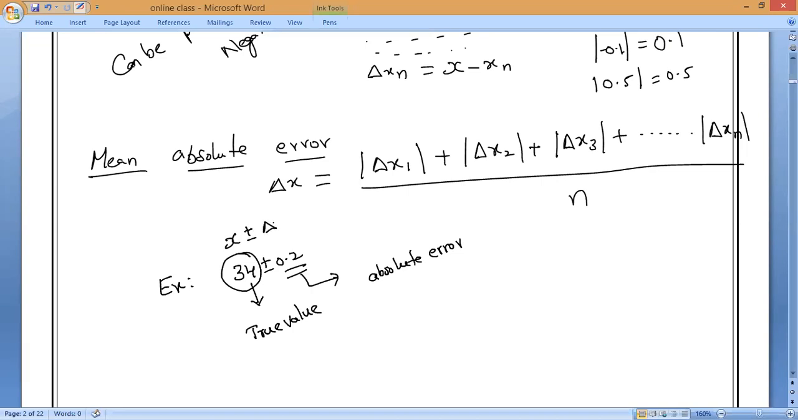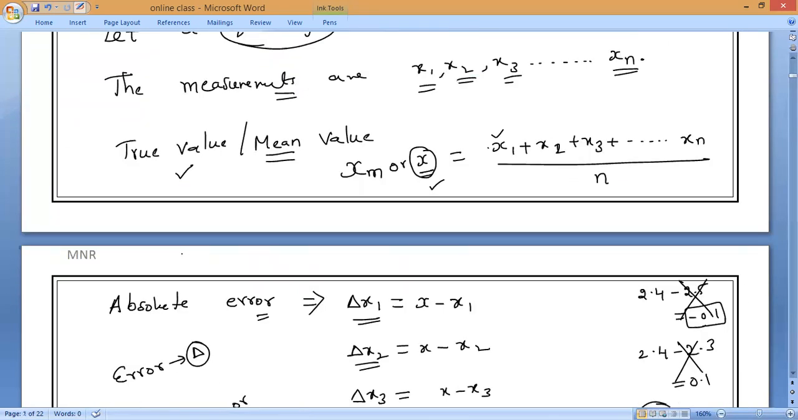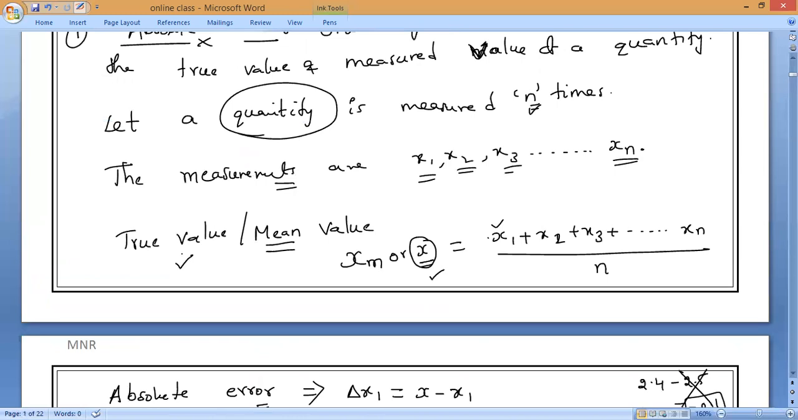In the format, it will come as x plus or minus delta x. Understand how to write? True value plus or minus absolute error. In such a way, we have to find the absolute error as well as the mean absolute error. Have you understood how to find the true value, the absolute error, and the mean absolute error?